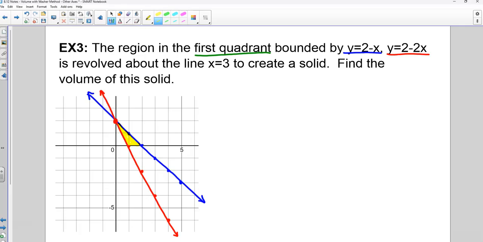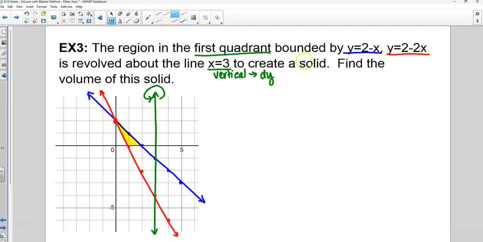And we need to rotate around the line x equals 3. So x equals 3 is, what type of line is that? Vertical or horizontal? Vertical. We're rotating around this line, x equals 3. So since this is a vertical line, what does that tell me I got to do for the problem?